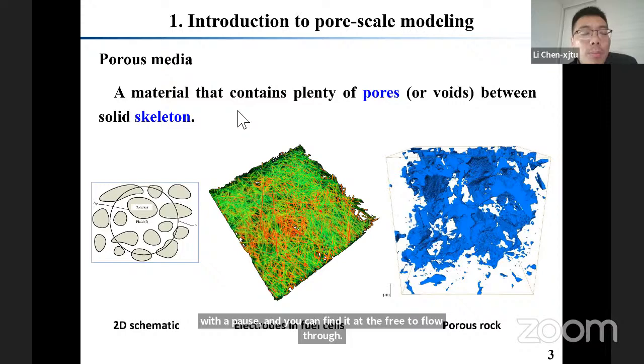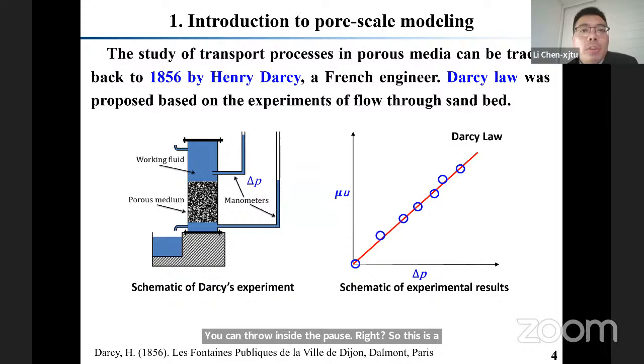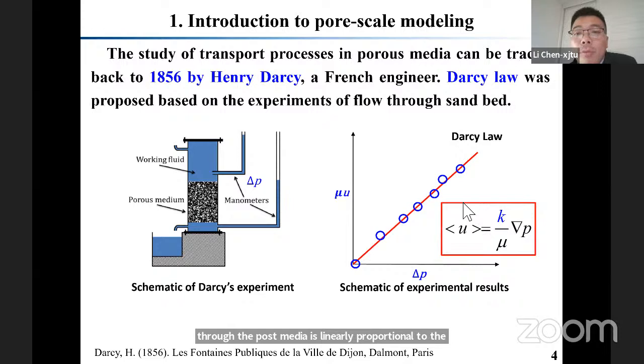The study of transport processes in porous media can be traced back to 1856 by Henry Darcy. At that time, he conducted the following experiment. He applied a pressure drop between the inlet and outlet of a porous media and measured the flow rate. He found that the velocity through the porous media is linearly proportional to the applied pressure gradient. Thus he proposed the very famous equation used to describe fluid flow in a porous media. This is the Darcy equation he proposed.